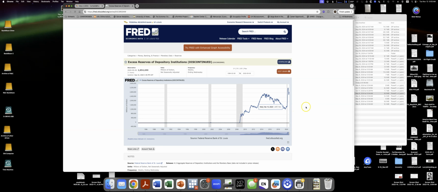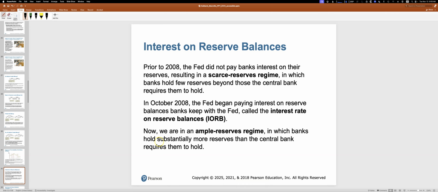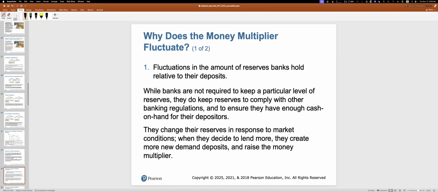Again, that gives you an idea of how banks are now operating. Banks are operating by holding lots of extra cash around, which can cause these pretty big changes in the economy. The Federal Reserve does pay interest on these reserve balances as well now. Not necessarily a good thing here.